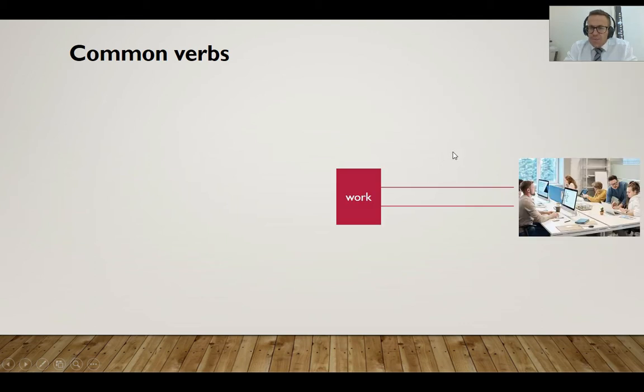Work. Work in an office. Work at home. A lot of people now with Corona, they work at home. And work for a big company. So a big company is a name company that everyone knows the name of, that sells something.